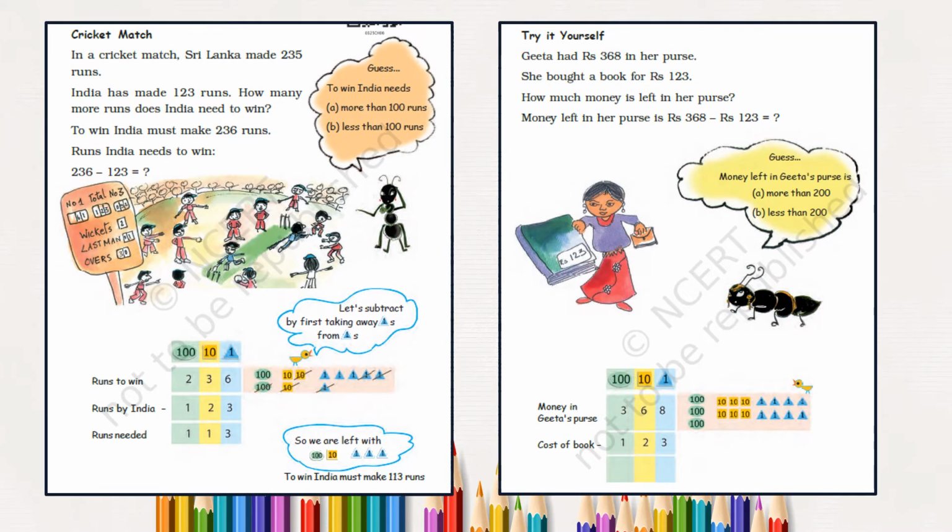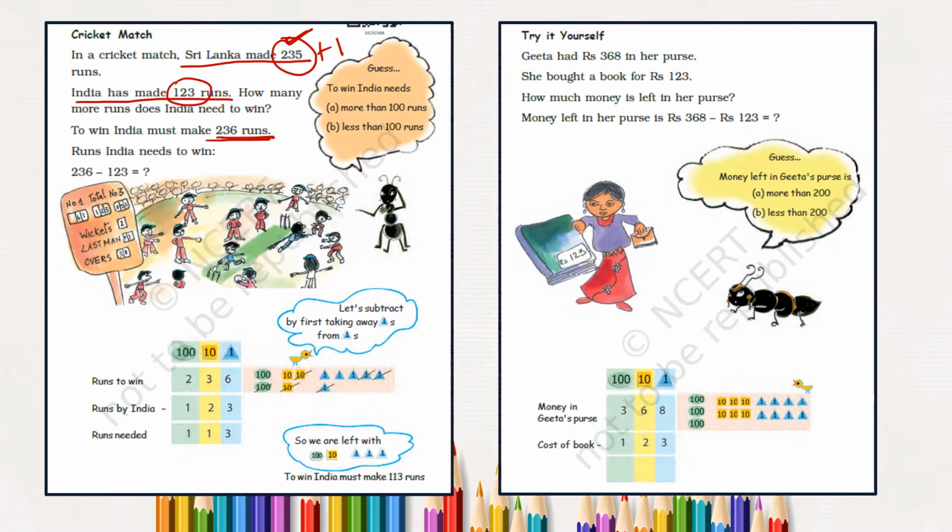So our first exercise talks about a cricket match. Sri Lanka has made 235 runs and India has made 123 runs. How many more runs does India need to win? So we all know to win, the other team has to score this many runs plus 1, right? To win. So for example, Sri Lanka has made 235 runs. So India now has to make 236 to win. Okay. It has already made 123 runs.